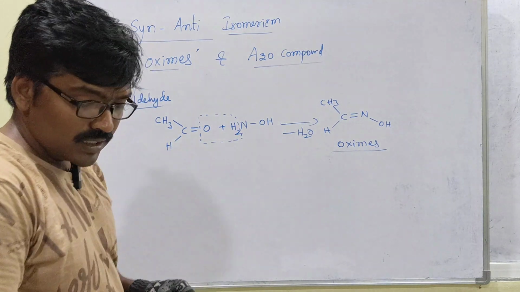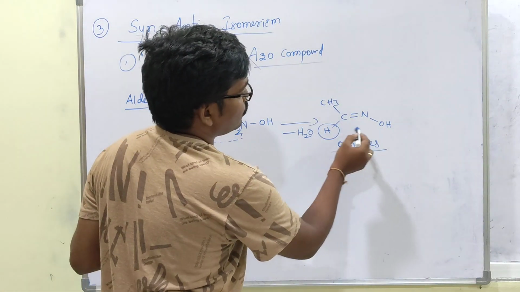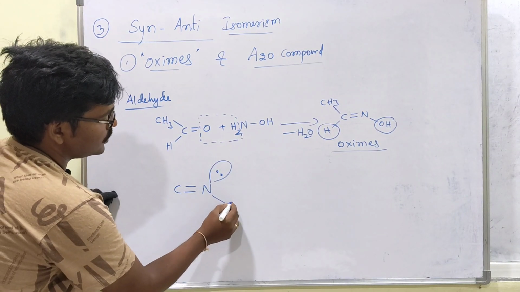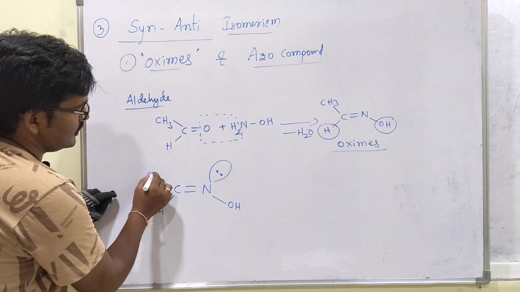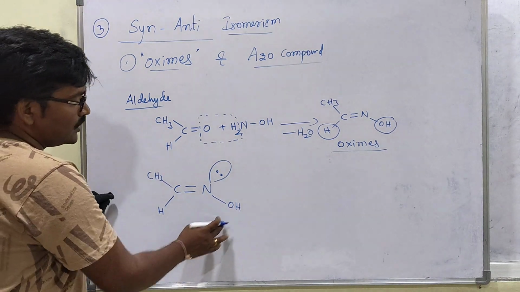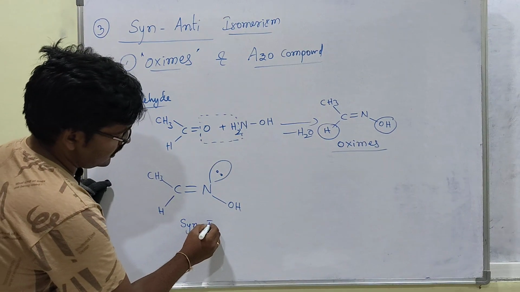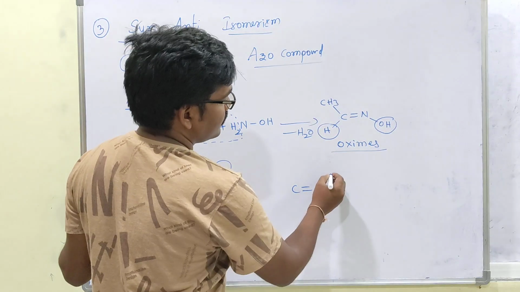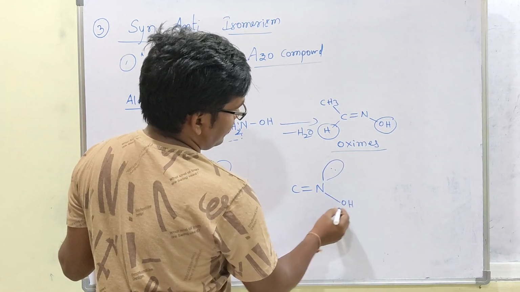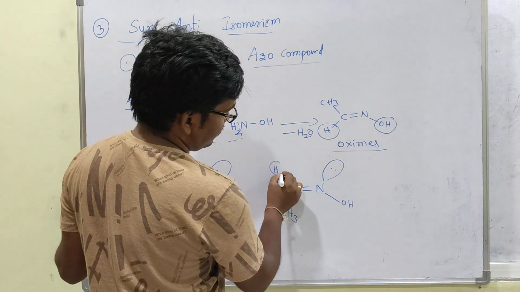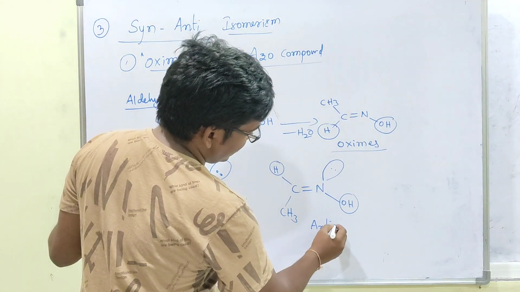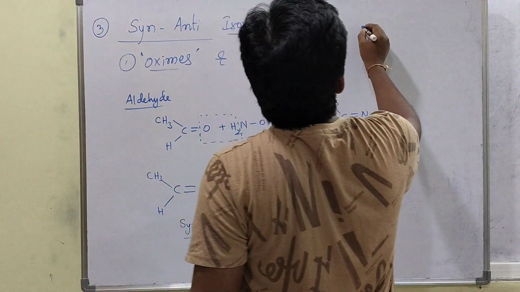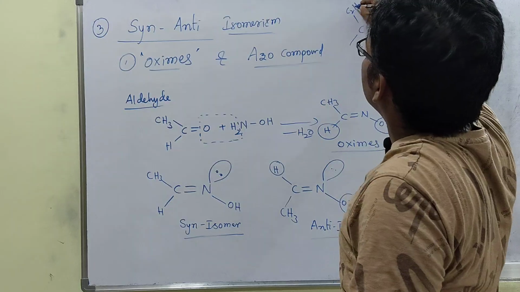In oximes, with respect to H and OH, sir, C double bond N, both have restricted rotation. There is one lone pair of electrons and one OH on nitrogen. Then H and CH3 are on carbon, like this. This is an aldoxime. If H and OH are on the same side, then we call it the syn isomer. The same thing, C double bond N, with the lone pair of electrons here, then OH here, then CH3 and H. If H and OH are on opposite sides, then it is the anti isomer.